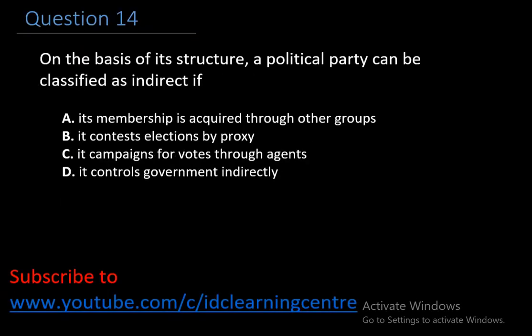Question 14. On the basis of its structure, a political party can be classified as indirect if A, its membership is acquired through other groups, B, it contests elections by proxy, C, it campaigns for votes through agents, D, it controls government indirectly. The right answer is A. On the basis of its structure, a political party can be classified as indirect if its membership is acquired through other groups.